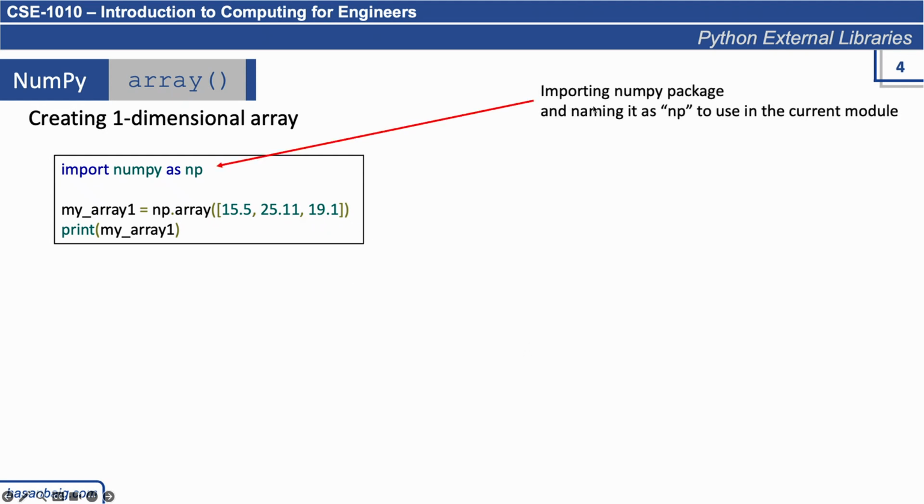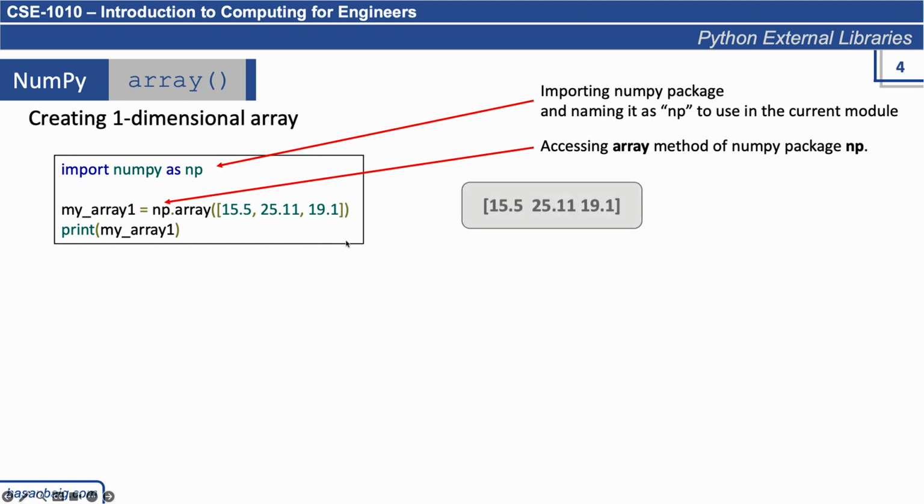Here we are importing the NumPy package and naming it np to use in the current module. As I said, we are accessing the array method of the NumPy package np, creating an array, giving it the name my_array1, and then printing it. It will create a simple one-dimensional array: 15.5, 25.11, 19.11. It looks simple right now, and a little more complicated compared to just defining it as a list, but you will see it is more powerful compared to list operations.